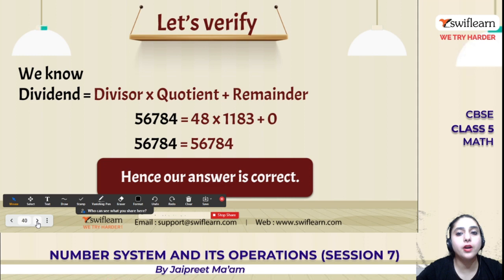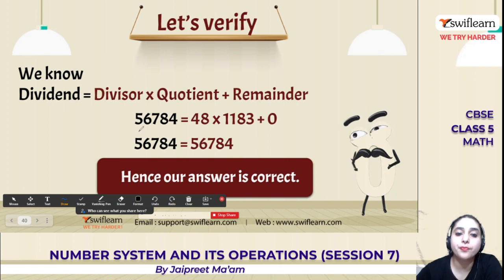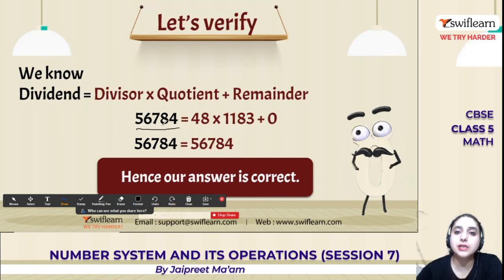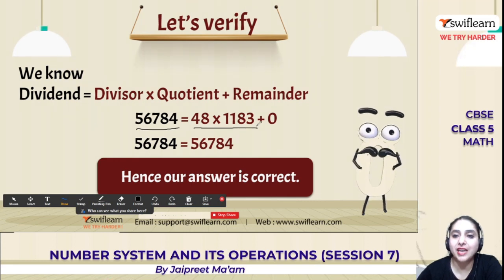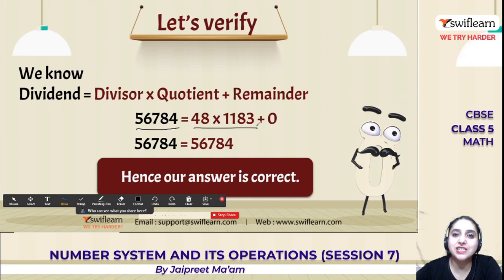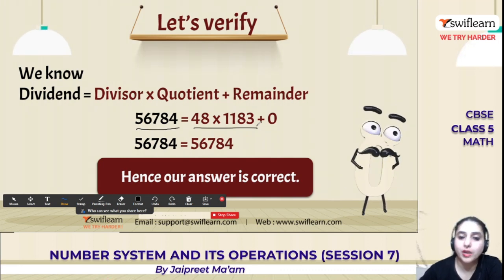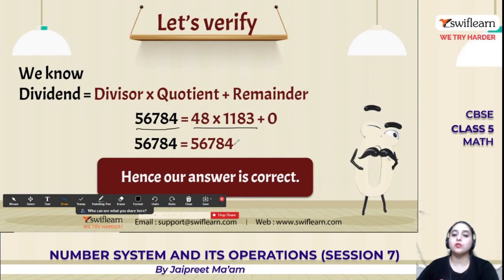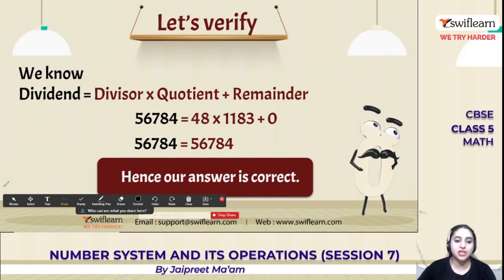So let's check our answer. I have already told you the theorem, the relationship. The dividend here is 56,784, and our divisor is 48 and our quotient is 1183 plus 0 remainder. So we will get 56,784, and our answer is correct because the left side is equal to the right hand side.